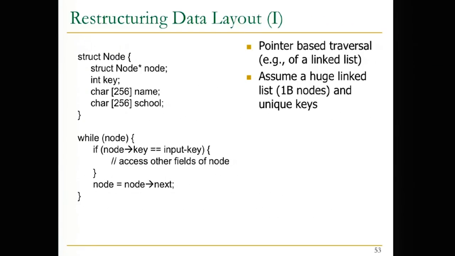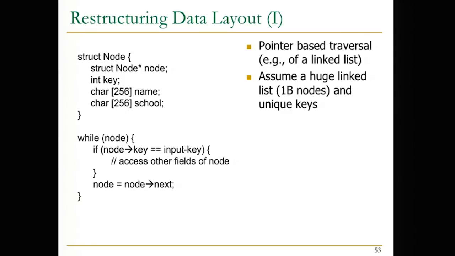OK, let's look at restructuring data layout a little bit. I'll give you another example. This is one piece of code. We have nodes, and we're doing some pointer-based traversal of this linked list. What's happening over here is we're searching for an input key. Key could be your unique ID, like your ID number at the school. If the key of the node is equal to the key that we're searching for, then we access some other fields in the node and get some information. Otherwise, we keep searching in this linked list.